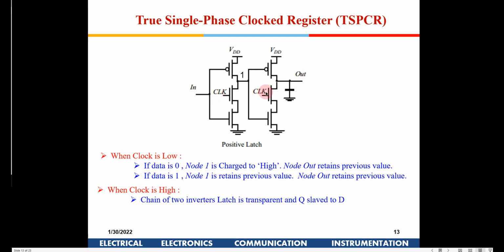Similarly, we are talking about when the clock is high, and the data is 0 here. If the clock is high, this will be charged to 1 here. But this clock is high and this transistor is off here. So this is 1 here, this clock is high and this transistor is on, so this will be charged to 0 here. Now if you see from here to here, this is actually two inverters.